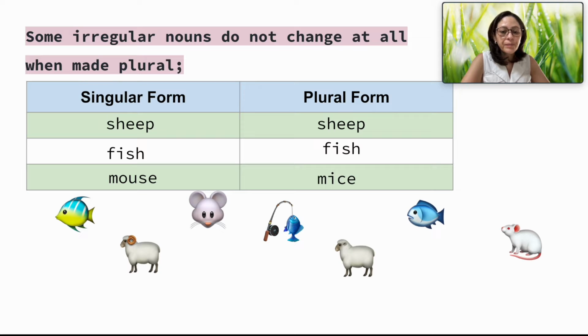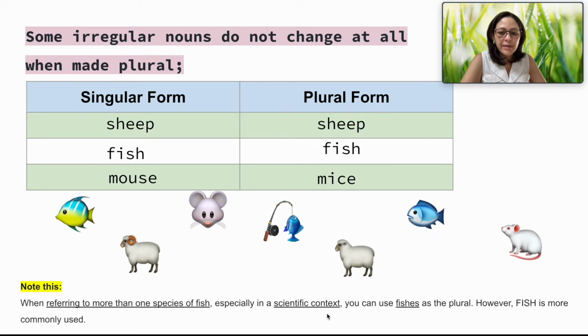And I would also like to highlight that in academic and scientific context, it is possible to see the word fishes, okay, when we are referring to more than 1 species of fish, but only in scientific context. Okay, so don't use this on a daily basis because it's wrong, all right?